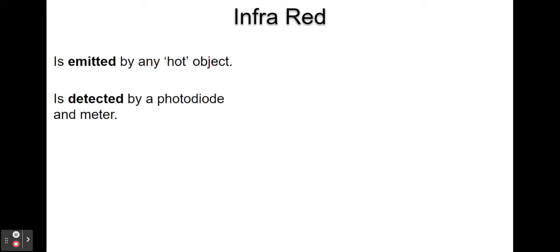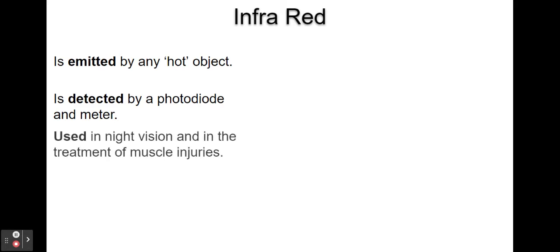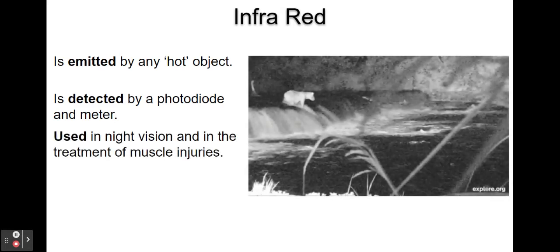Infrared, just past the red end of the visible spectrum, has a slightly longer wavelength and slightly lower frequency than we are able to see. It is emitted by hot objects. It's detected by a photodiode and meter, and it's used in night vision and in the treatment of muscle injuries.